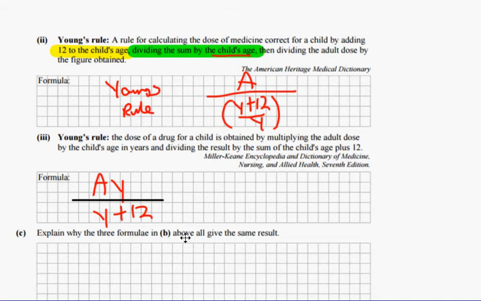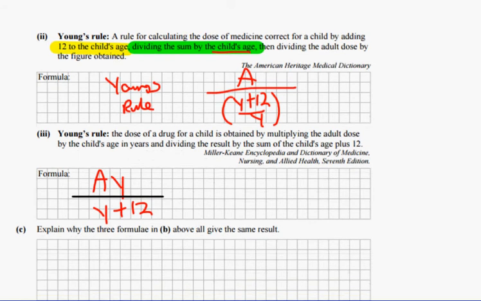Sam has Q's, so he has AQ over Q plus 12. I have AY over Y plus 12. And you could have P or whatever, just as long as it's not an existing letter in the equation. So nobody else uses those letters, okay?